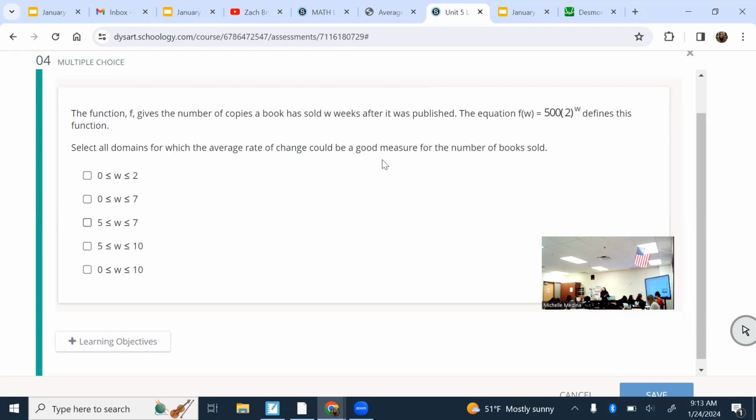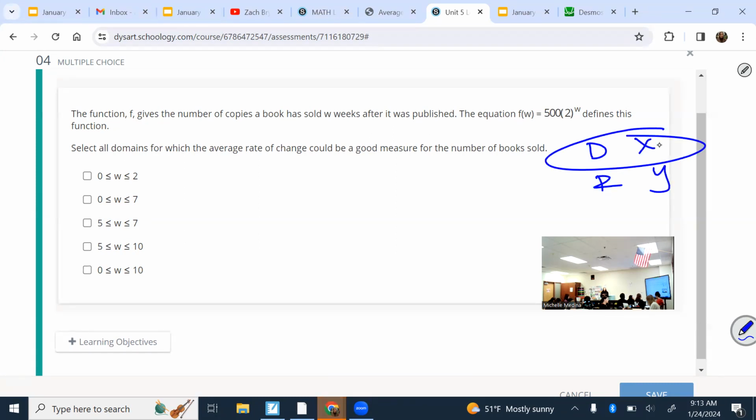All the what in a function is my domain? The x's. All right, so remember Dr. XY is an easy way to remember it. Domain is referring to all the x's or all the inputs. In this case, where my x would normally go is here. It's standing for weeks. So it's asking for what number of weeks would the average rate of change be a good measure for the number of books sold.